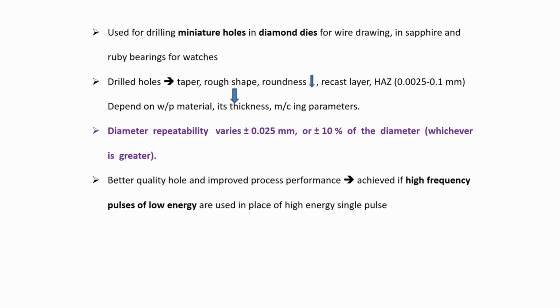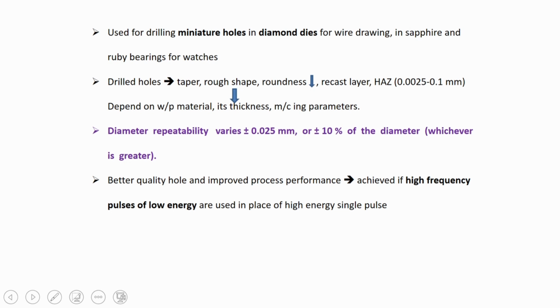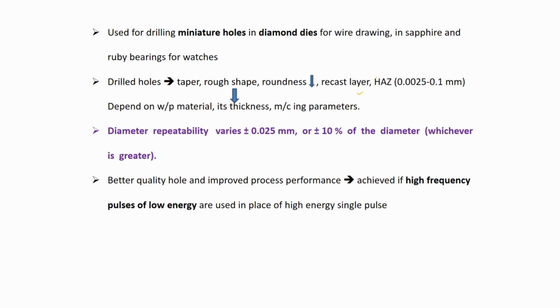Better quality holes and improved process performance are achieved if high frequency, low energy pulses are used. So high frequency, low energy pulses are used for better quality holes. If we use a high energy single pulse, then defects like recast layer, heat affected zone, and taperness will be more.